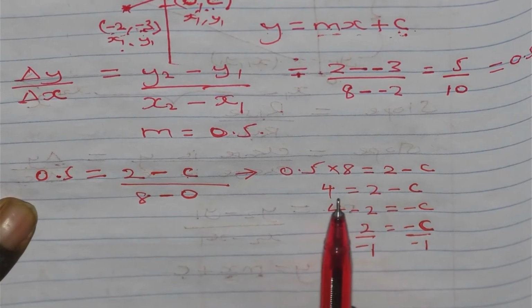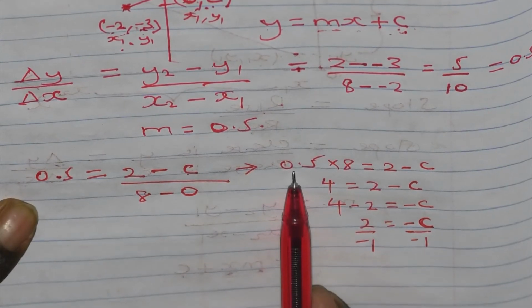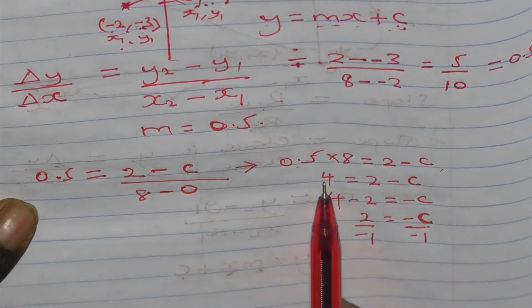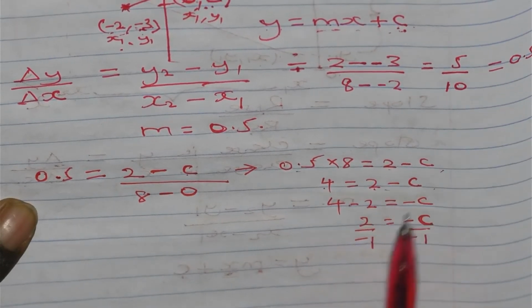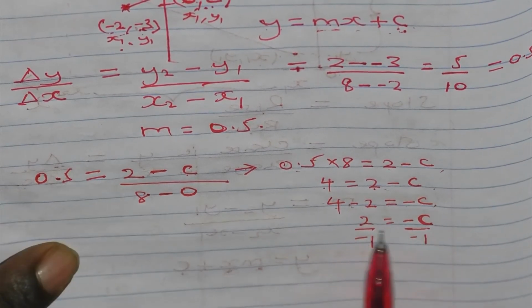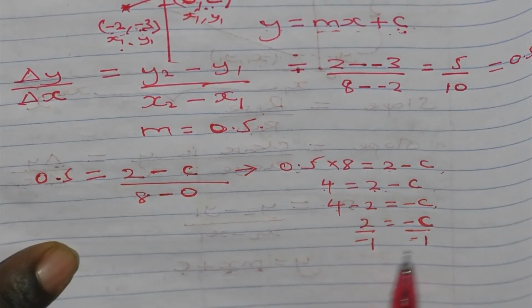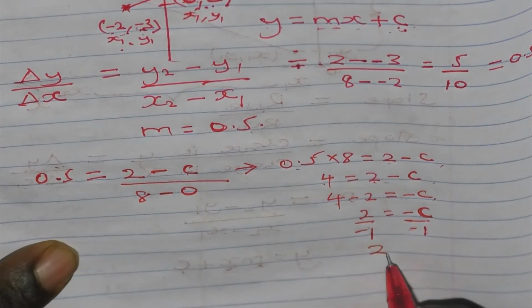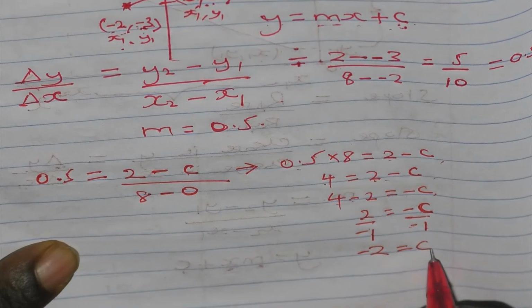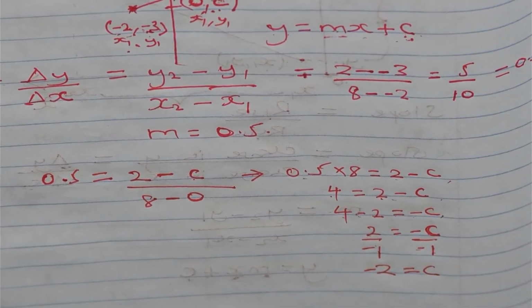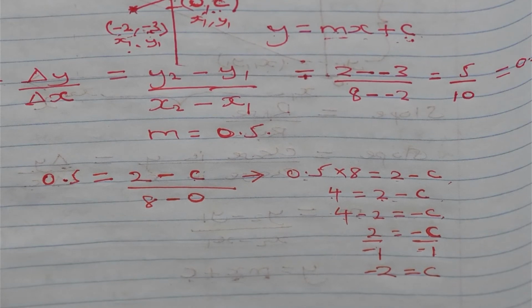So we have this multiplied by 8 is equals to 2 minus c, gives us 4 is equals to 2 minus c, gives us 4 minus 2 is equals to negative c, and so that 2 is equals to negative c. Divide by negative 1, divide by negative 1. We now have negative 2 is equals to c. So we've gotten our c to be negative 2. Okay? We've gotten our c to be negative 2.